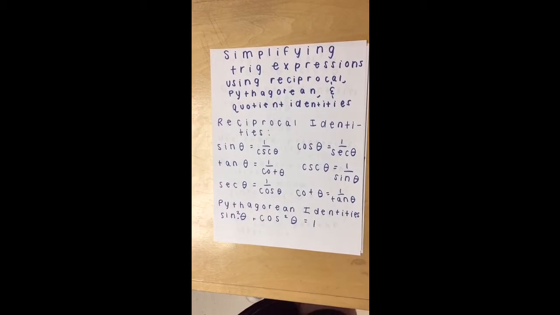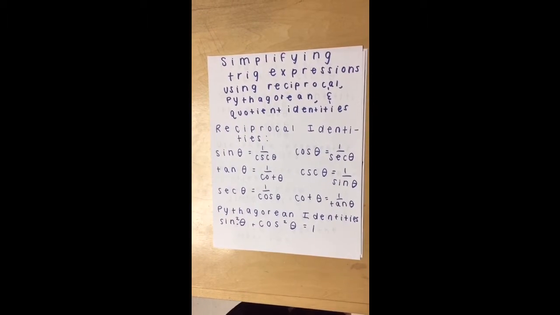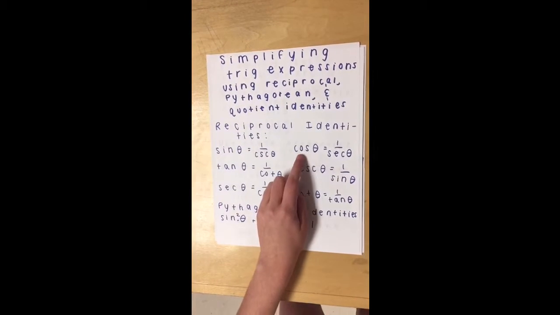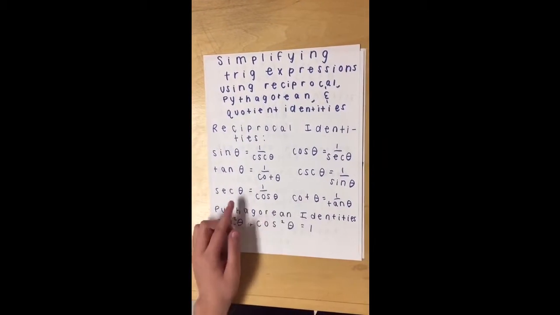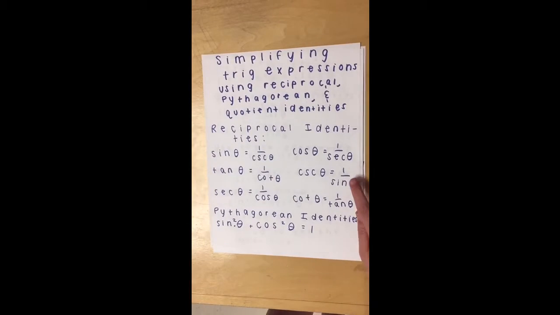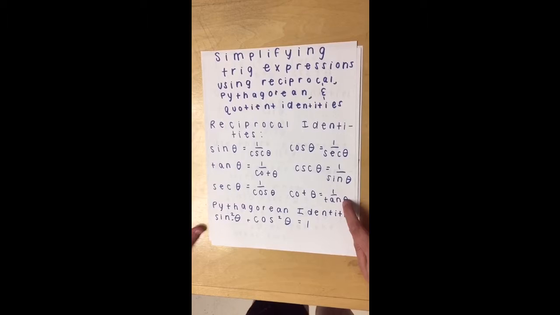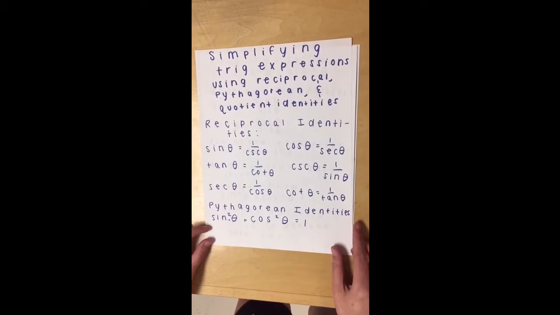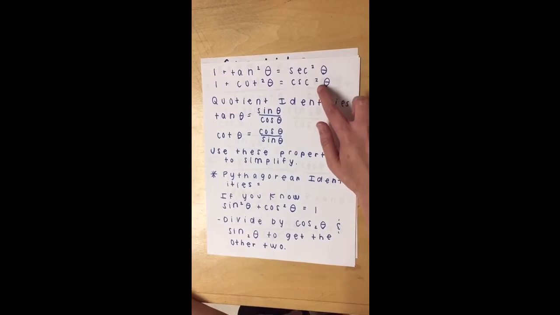Our final topic is simplifying trig expressions using reciprocal, Pythagorean, and quotient identities. So the reciprocal identities are sine equals 1 over cosecant, cosine equals 1 over secant, tangent equals 1 over cotangent, and for the other three, it basically just flips. So that would be cosecant equals 1 over sine, secant equals 1 over cosine, and cotangent equals 1 over tan. For the Pythagorean identities, the first one you need to know is sine squared plus cosine squared equals 1. And there are two others, 1 plus tangent squared equals secant squared, and 1 plus cotangent squared equals cosecant squared.